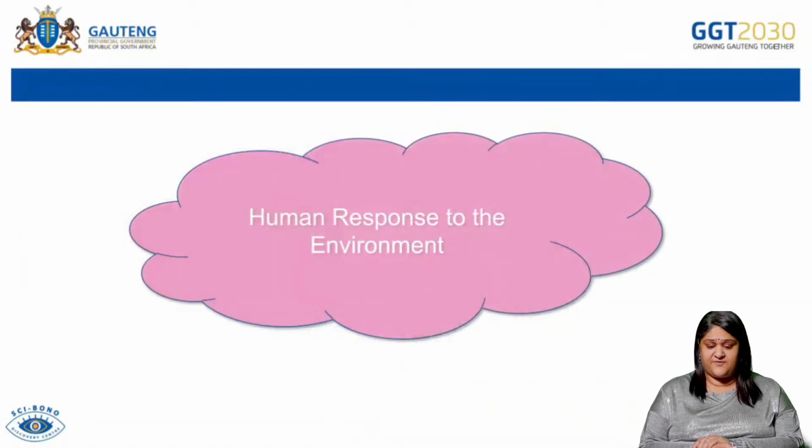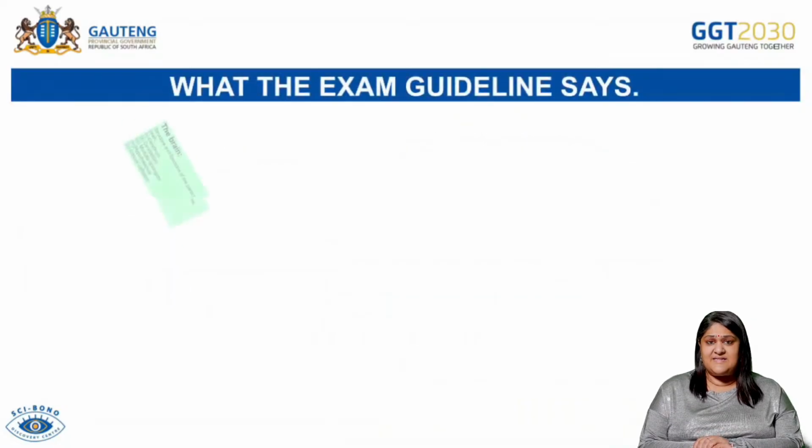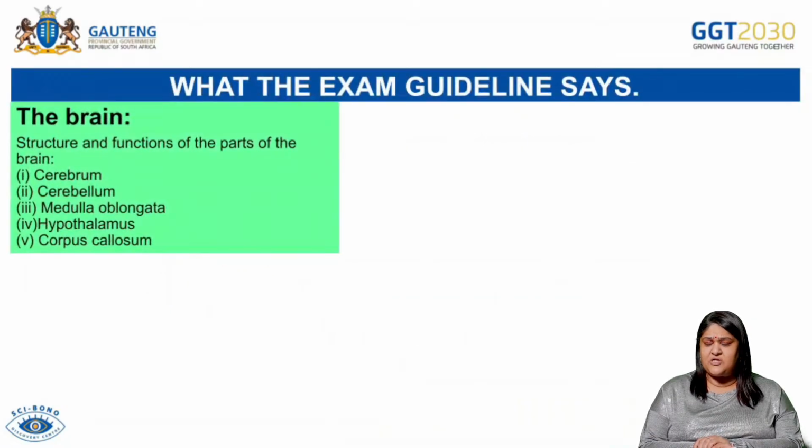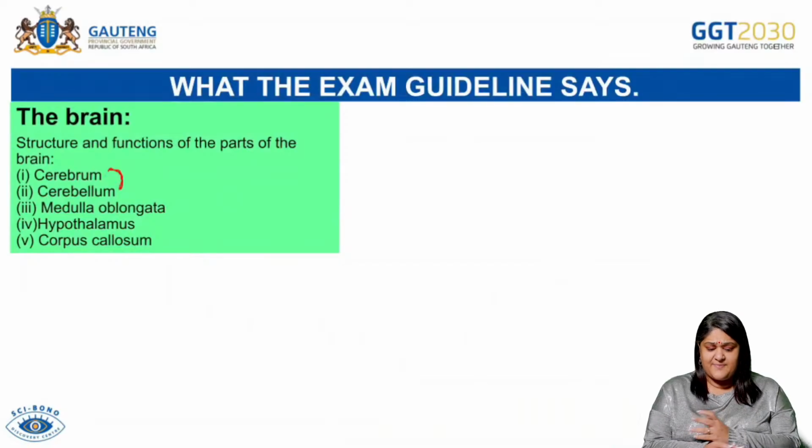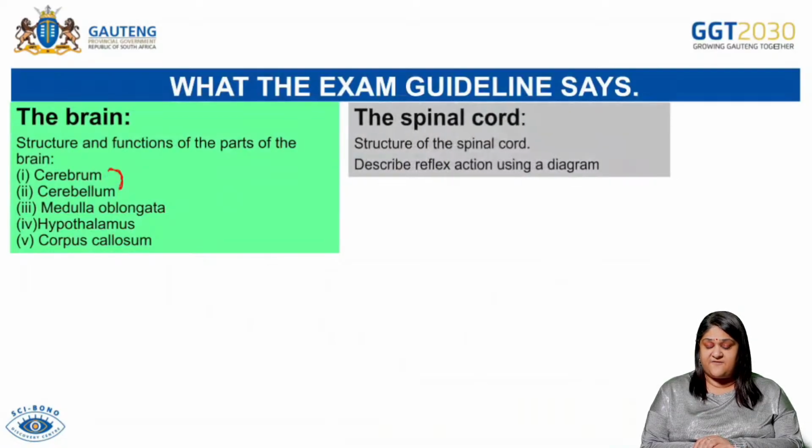Right, let's go right into the first topic, human response to the environment. So what does the exam guideline say? It talks about the brain. You need to know structure and functions of the parts of the brain. And the specific structures you need to know are cerebellum, cerebrum. Don't confuse these two as they are easily confused. They're very similar, just in spelling. Cerebrum and cerebellum, medulla oblongata, hypothalamus, and corpus callosum. So you need to know structure and function of those.